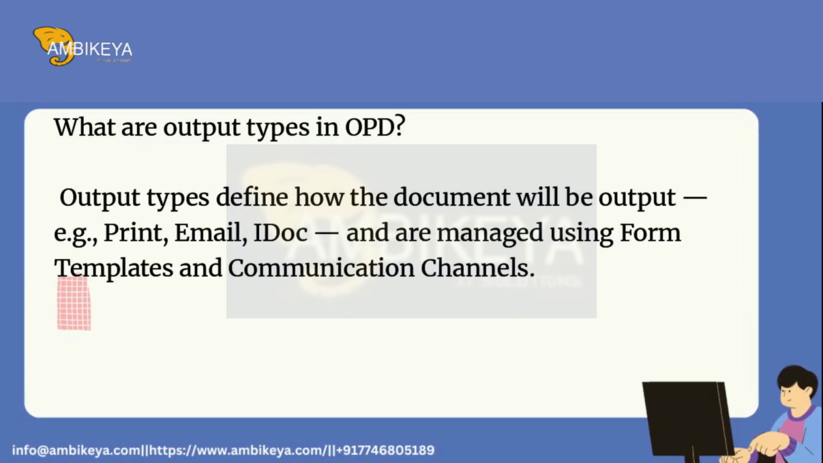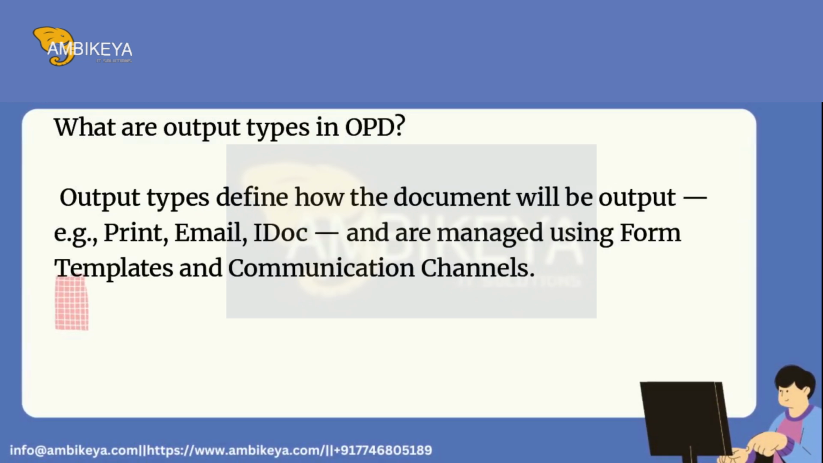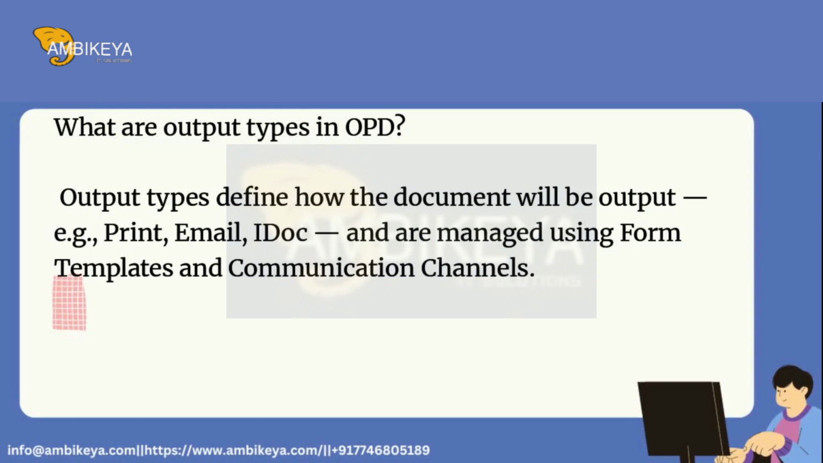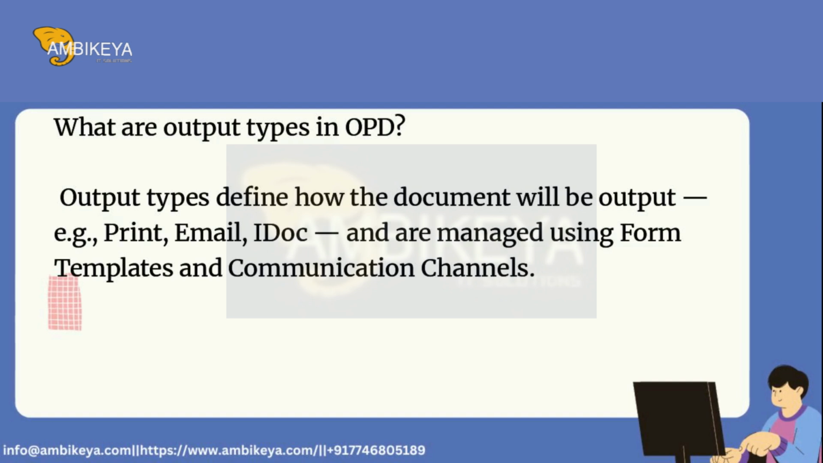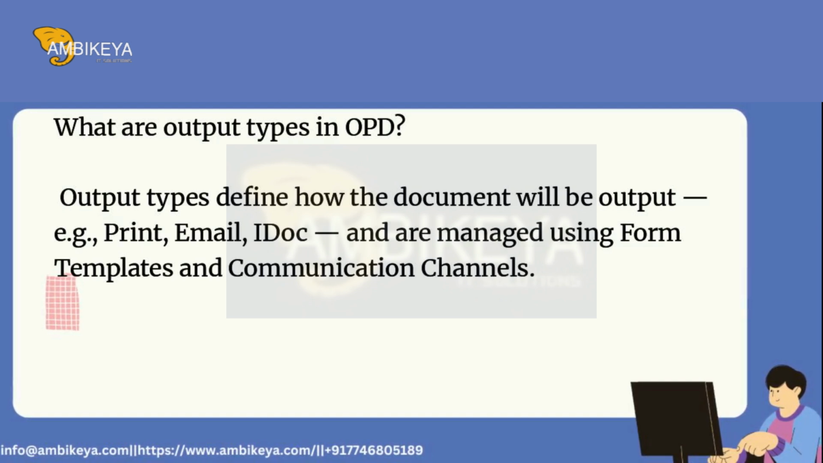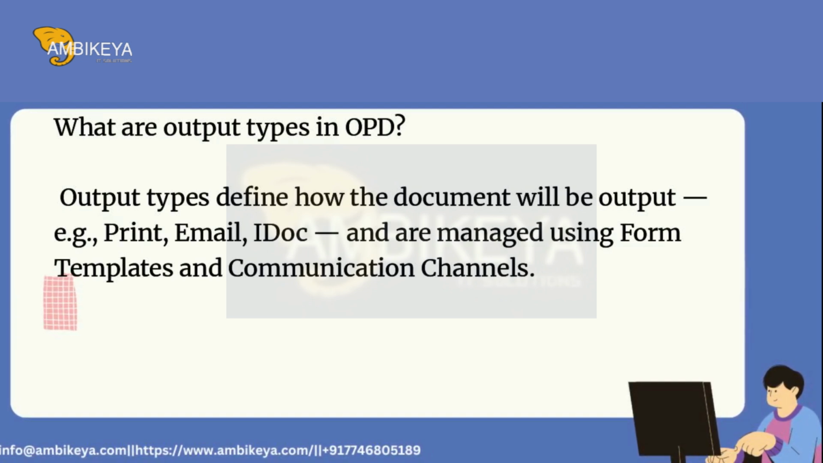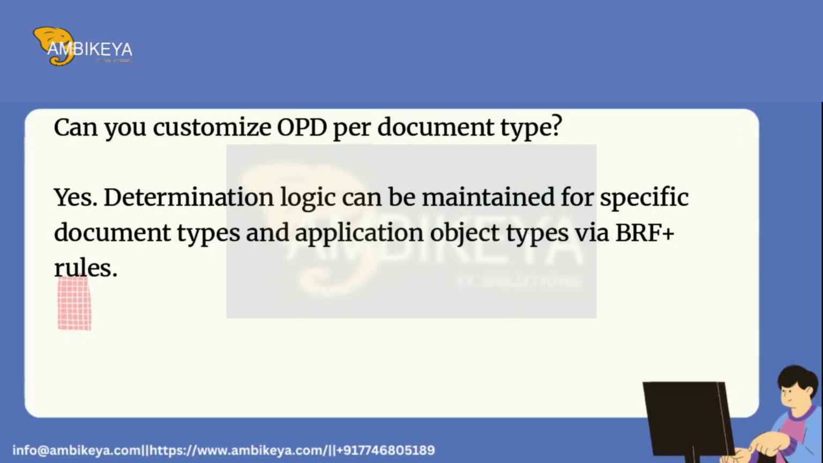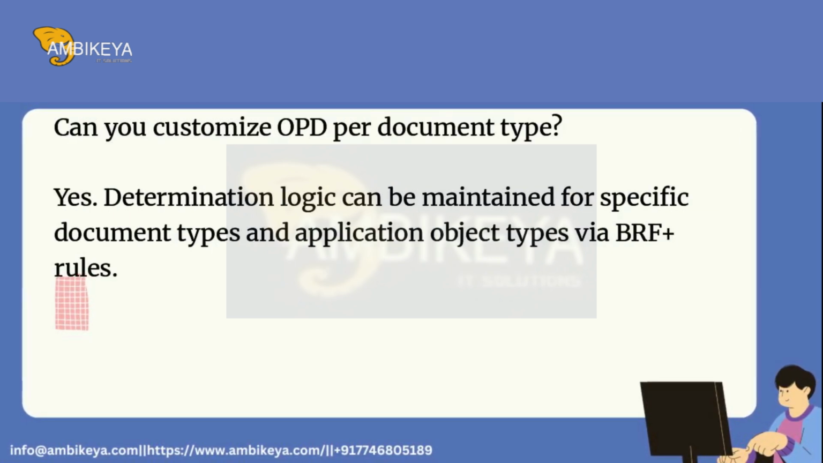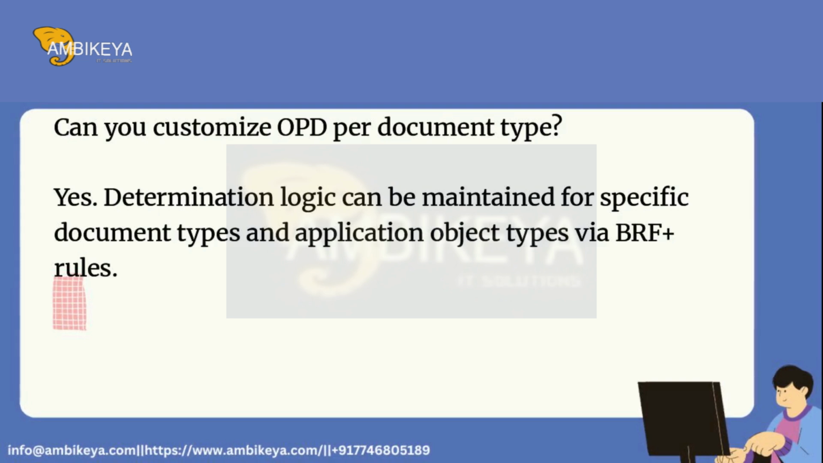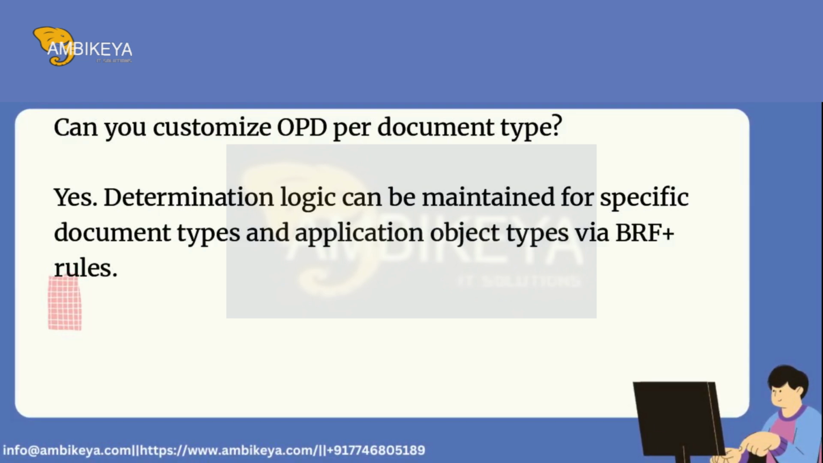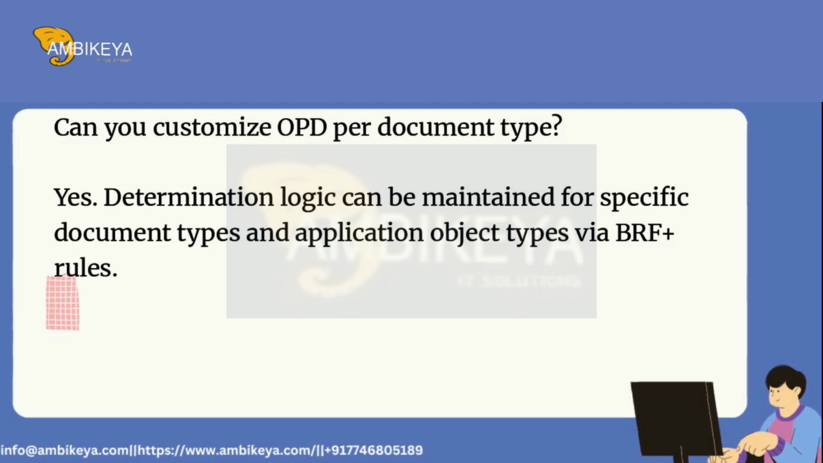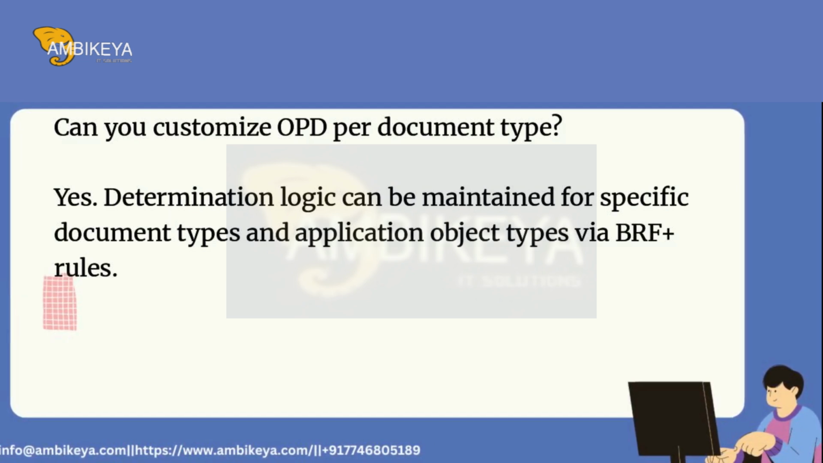What are output types in OPD? Output types define how the document will be output, for example, print, email, IDOC, and are managed using form templates and communication channels. Can you customize OPD per document type? Yes. Determination logic can be maintained for specific document types and application object types via BRF+ rules.